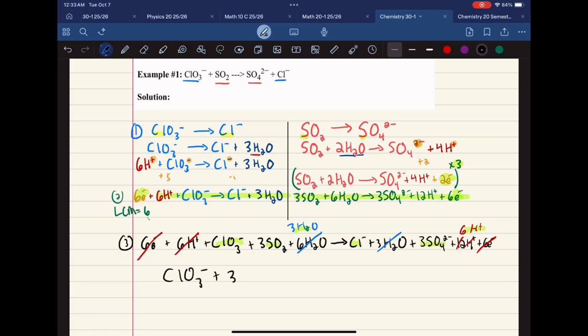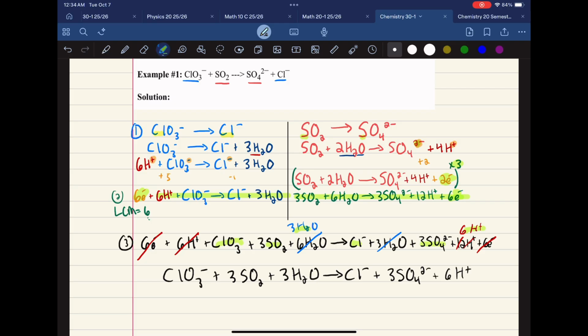Our final redox reaction then reads 1 chlorate ion plus 3 sulfur dioxide plus 3 waters yields 1 chloride anion plus 3 sulfate anions plus 6 hydrogen or hydronium ions. And since this is an acidic solution, we can expect that there's hydronium present in the end. And the charges are balanced.